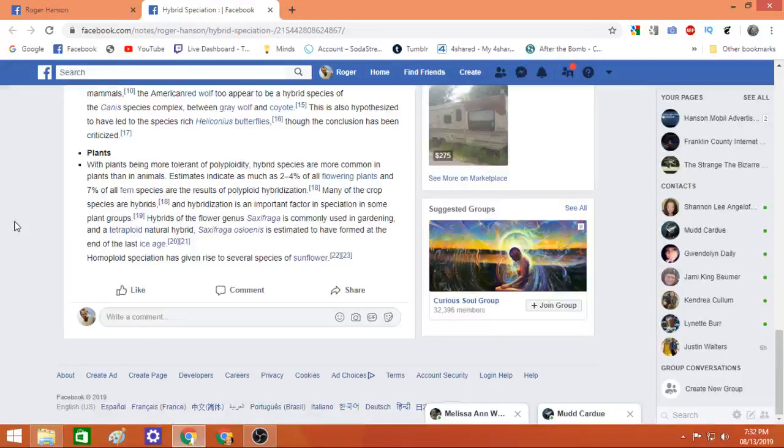Plants. With plants being more tolerant of polyploidy, hybrid species are more common in plants than in animals. Estimates indicate as much as 2-4% of all flowering plants and 7% of all fern species are the result of polyploid hybridization. Many of the crop species are hybrids, and hybridization is an important factor in speciation in some plant groups.